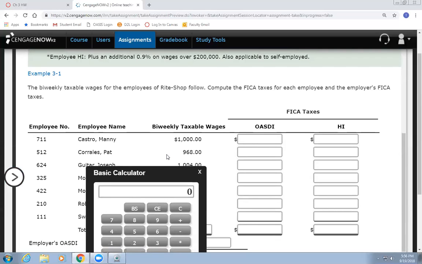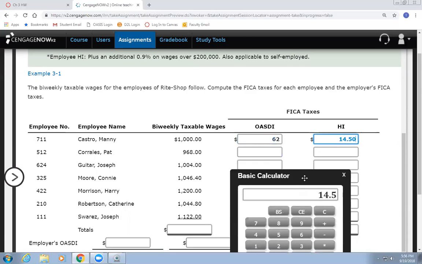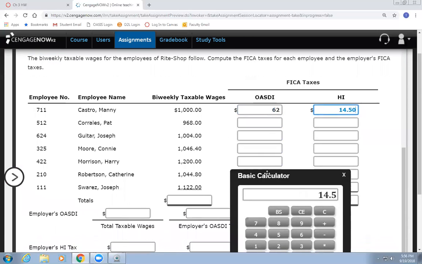It's just calculating. So for Manny Castro, his biweekly taxable wages are $1,000. We multiply that by 6.2%, and should get $62 for our Social Security tax. If it's 0 decimals, you don't have to put the decimals in, which is nice. You don't have to do the extra typing. On the Medicare side, it's 1,000 times 0.0145, or 1.45%, or $14.50.